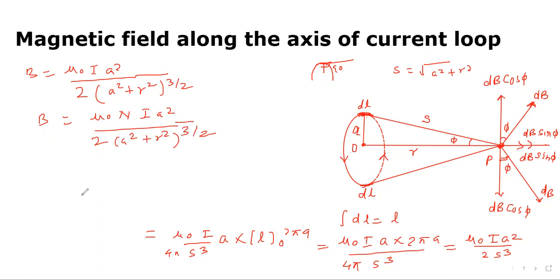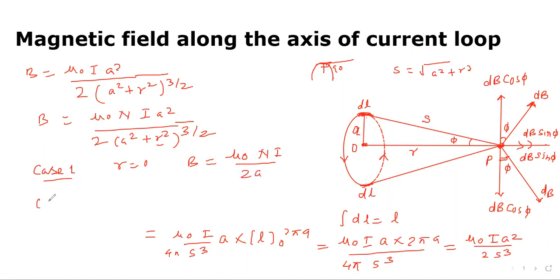Now we can consider different cases. Case 1, suppose we want to find out the magnetic field at the center of the loop. In that case, r will be 0. When r will be 0, then only we will get a cube, and then a square divided by a cube, so 1 upon a. So our answer would be B equals mu naught N I divided by 2a.